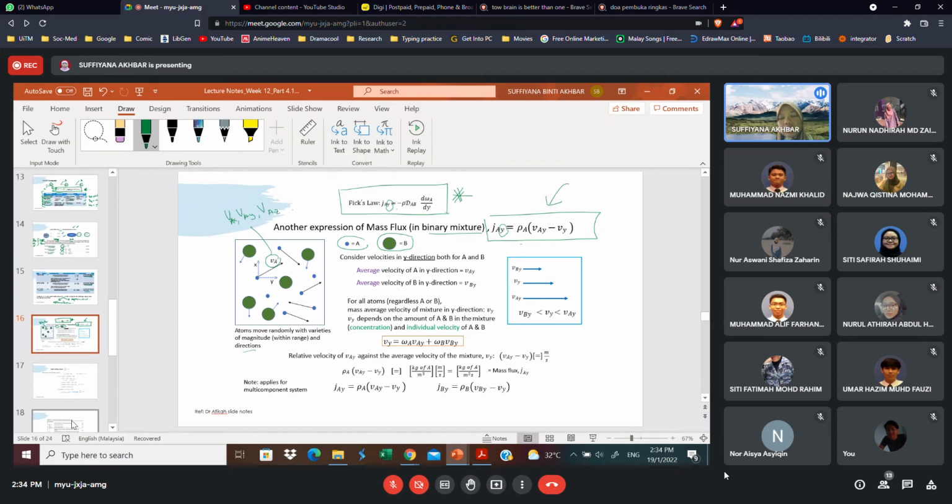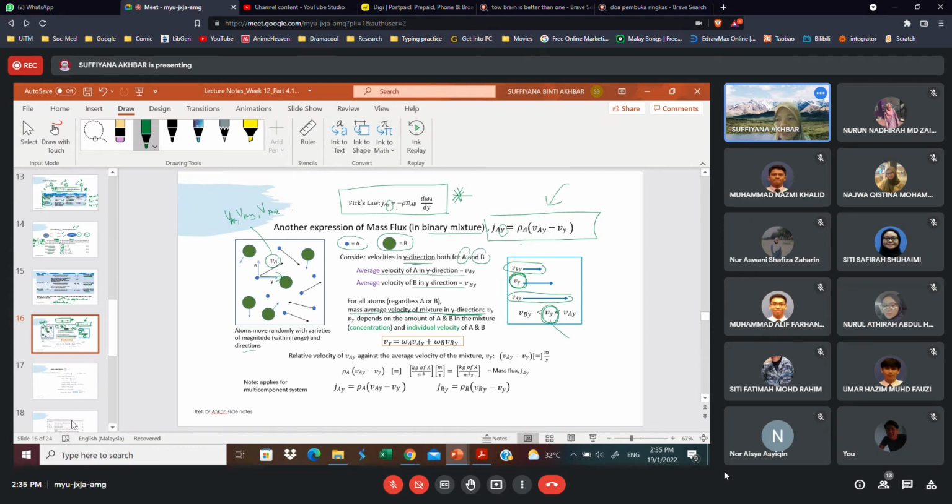Okay, so we consider velocity in the y direction for both A and B. And we found that the velocity of atom A is greater, or faster, than atom B. That is the visual: the average velocity of atom A is greater than the average velocity of atom B. Therefore, the mass average velocity of the mixture in the y direction is known as v_y. This v_y must be greater than v_By and less than v_Ay, because v_y is the mass average velocity of the mixture in the y direction.